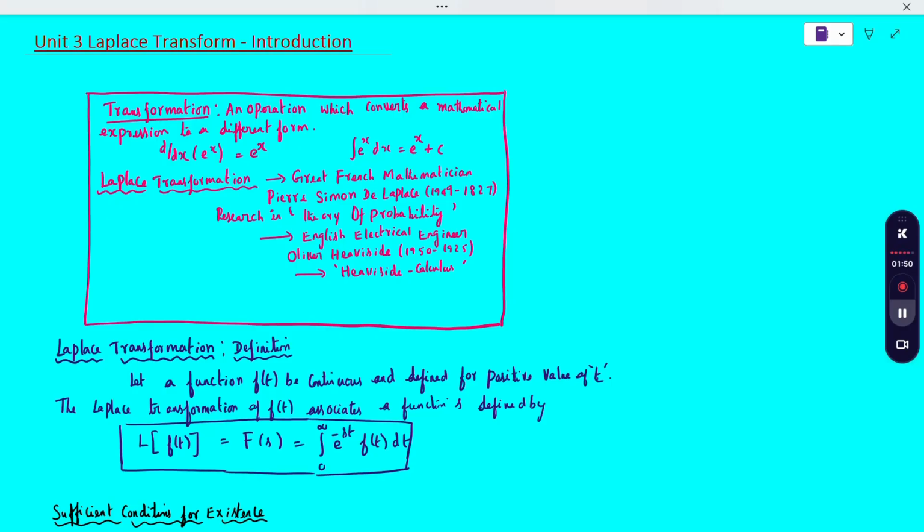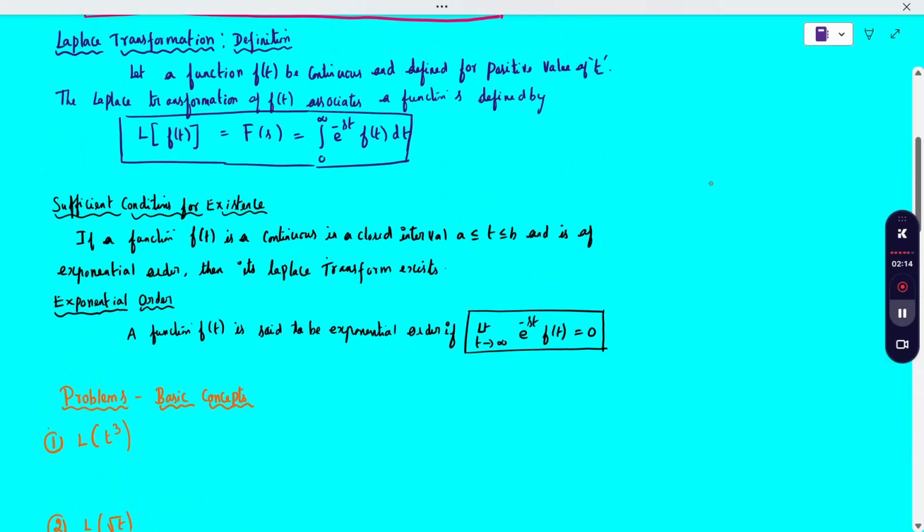If you want the formulas, check my previous video, the first video under this topic, unit 3. In that I have given all the Laplace transformation formulas. Everything can be derived using this definition. But problem-wise, we have to learn the definition and all the formulas. It is easy when you learn the formulas.